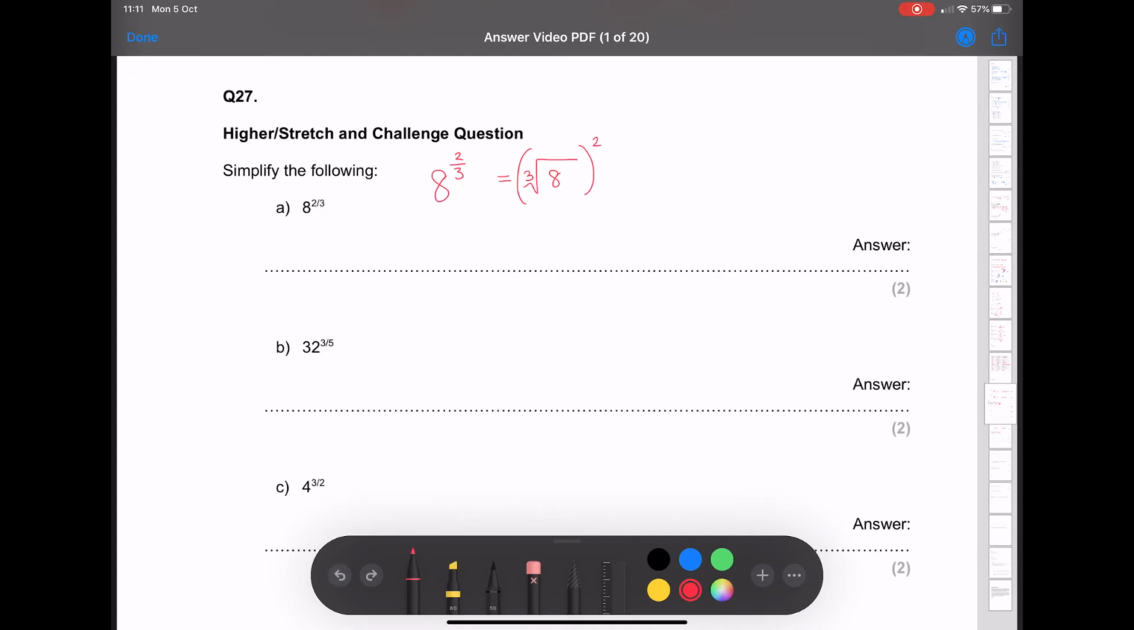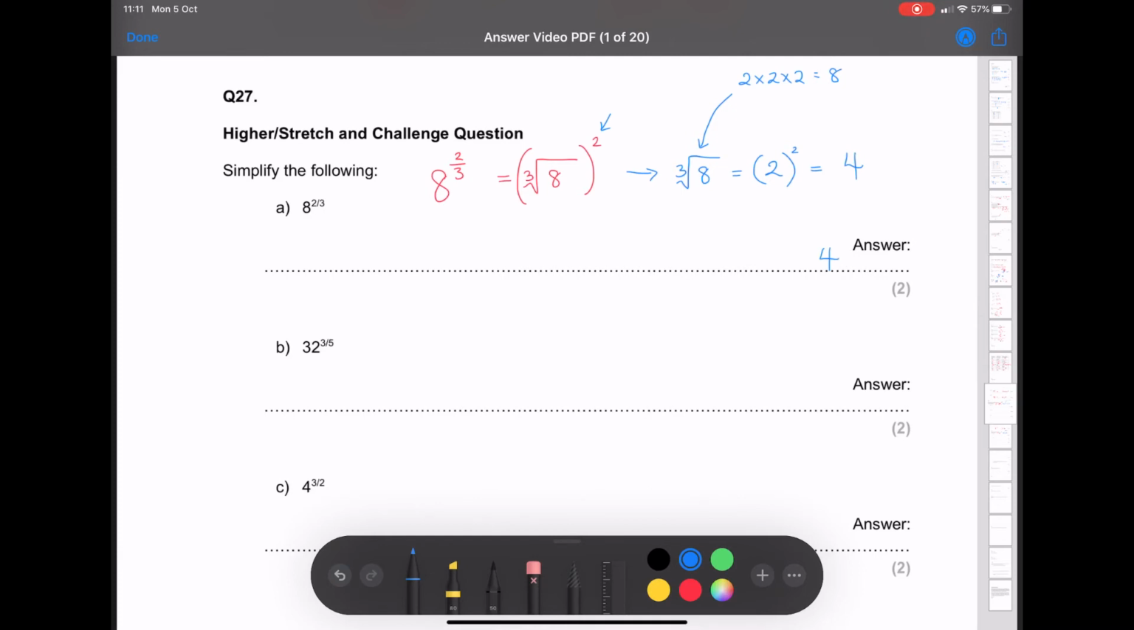So, the cube root of 8, I'm just going to write this over here. The cube root of 8 is basically what do you times together 3 times to get 8? And that's 2. 2 times 2 times 2 is 8. So my answer is 2. But don't forget then, we've still got to square that. So 2 times 2 is 4, and your answer would be 4.